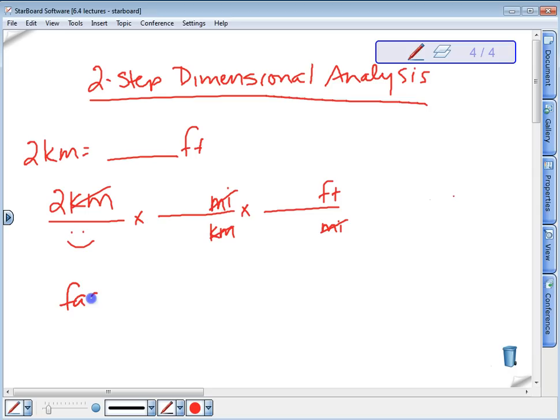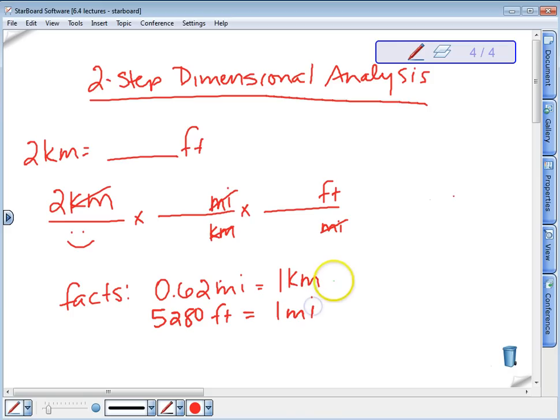Now I need to know my facts. I'm going to need 2 facts in this case. I need to know that 0.62 miles is 1 kilometer. And I need to know that 5,280 feet is the same as 1 mile. I can plug my numbers in. And then I can do my math.